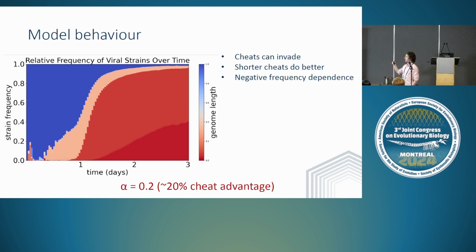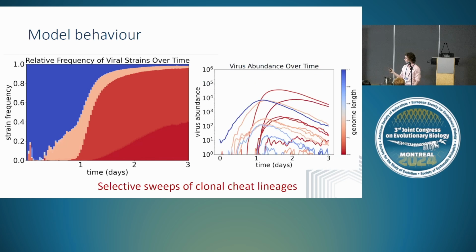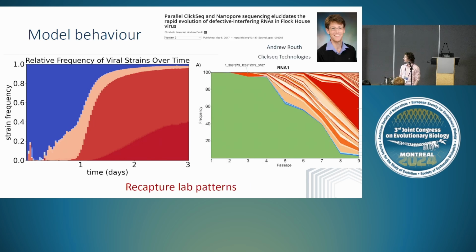So we see these kind of invasion dynamics, which are fairly typical of these cooperator-cheat models. So cheats invade, they do better if they're shorter, and we get a negative frequency-dependent effect such that cheats do best when they're rare in the population. And what's happening here is actually selective sweeps on clonal cheat lineages, if we look at the absolute abundances on the right. And this broadly looks like the patterns we see from the lab data, where you get sequential invasion of cheats that are longer and longer.